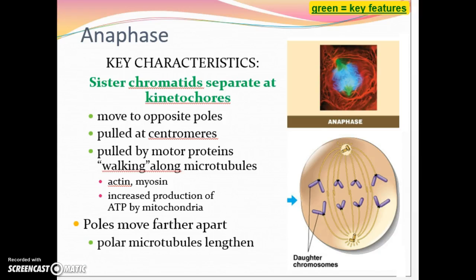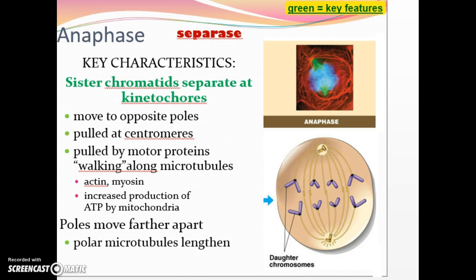This is part 3 of Chapter 12's lecture, and now we're talking about anaphase. Anaphase begins suddenly when the cohesins that hold the sister chromatids together are cleaved or cut apart by an enzyme called separase. How's that for an appropriate name? There's the word for separase.